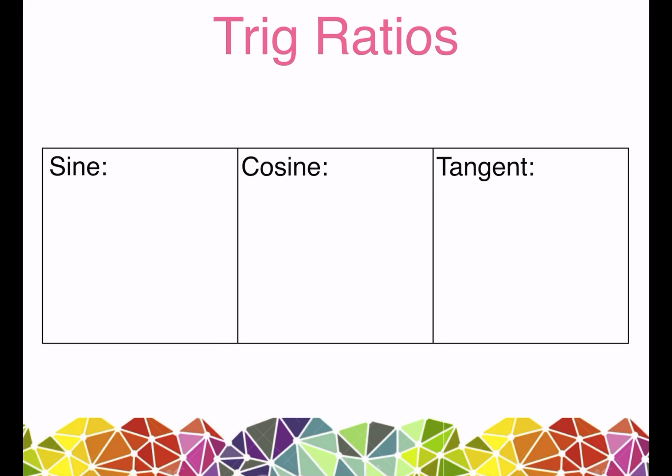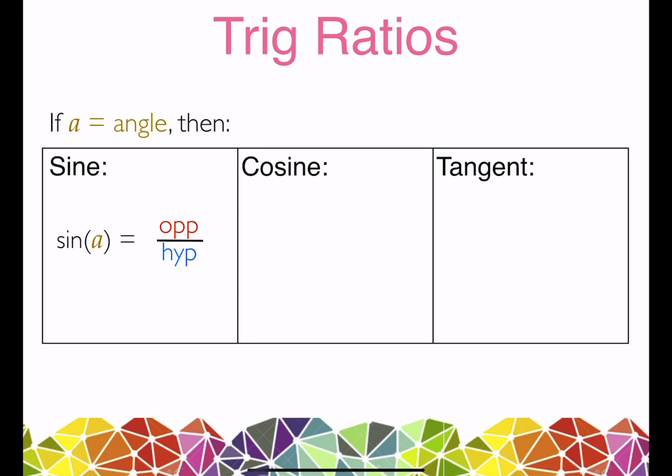So the three trig ratios that we're working with are sine, cosine, and tangent. So if we're given an angle of a triangle, and let's say that A is equal to our angle, then sine of A is equal to the opposite side over the hypotenuse. So it's the ratio of the opposite side to the hypotenuse. Cosine of A is the adjacent side to the hypotenuse. And tangent of A is a ratio that compares the opposite side to the adjacent side.